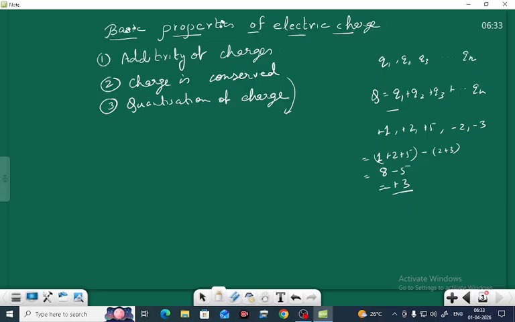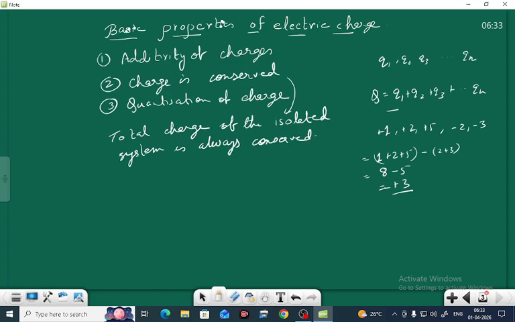What is that? Charge conservation. The total charge of the isolated system is always conserved. This is conservation of charge. Conservation of charge has been established by experiment. It has been found by experiment that there is a conservation of charge.